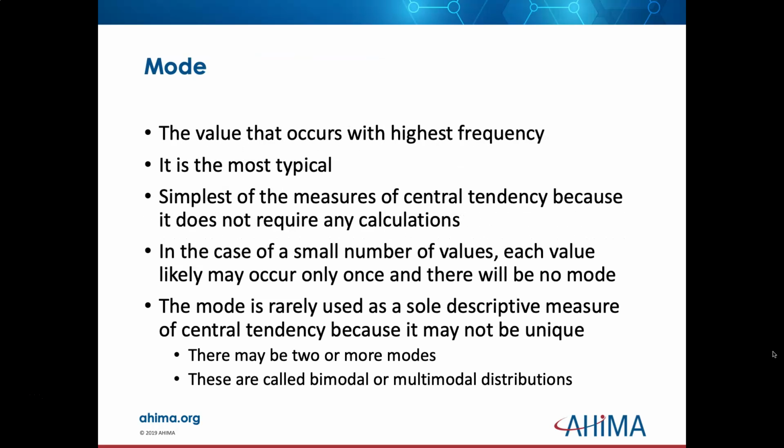All right, mode. Mode is the value that occurs with highest frequency. It is the most typical. It is the simplest of the measures of central tendency because it does not require any calculations. Isn't that great? In the case of a small number of values, each value may occur only once, and there will be no mode. The mode is rarely used as a sole descriptive measure of central tendency because it may not be unique. There may be two or more modes. And when that happens, they're called bimodal or multimodal distributions.